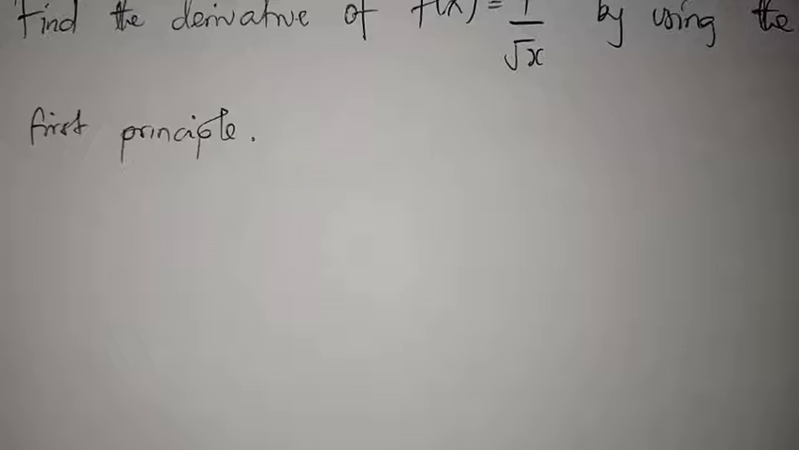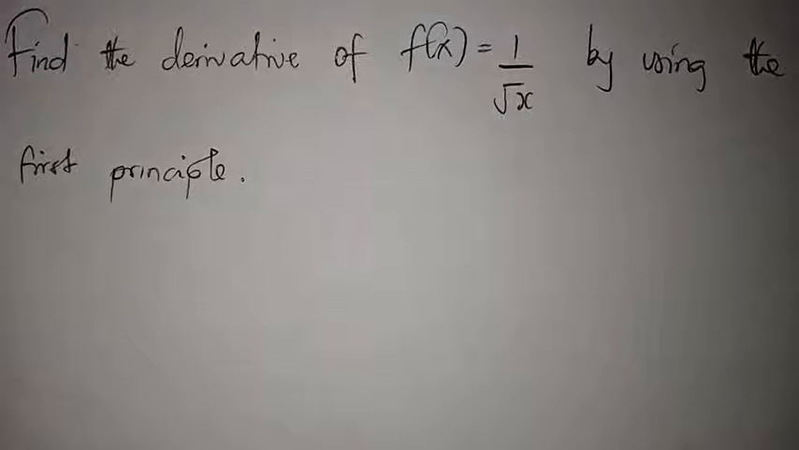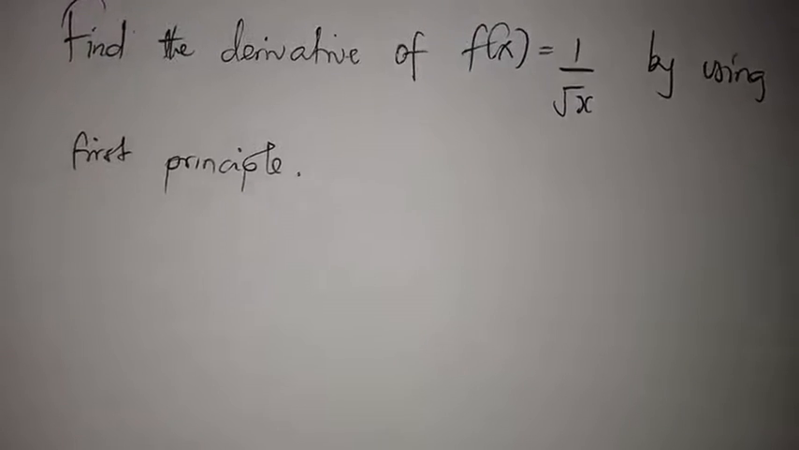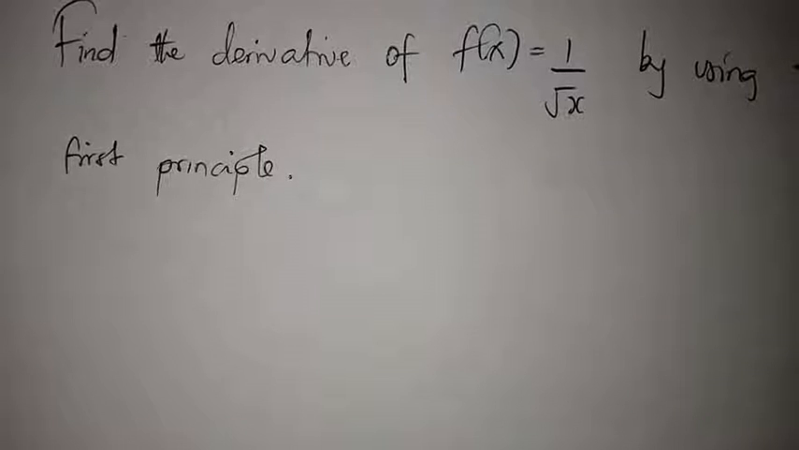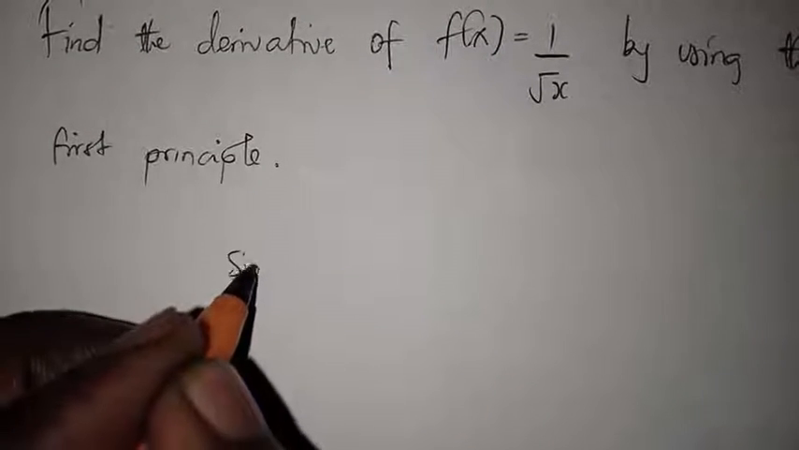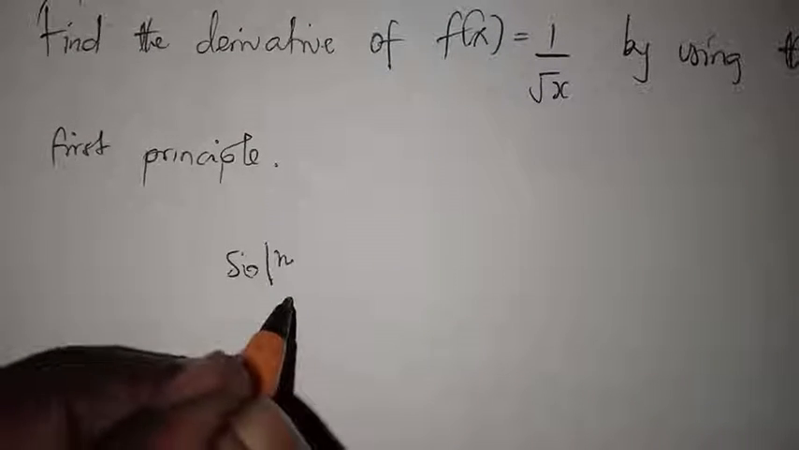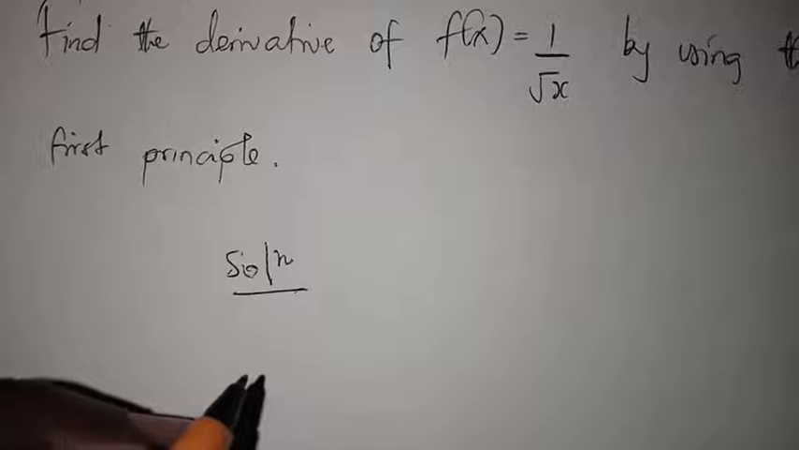Another question which is saying find the derivative of the function 1 over square root of x by using the first principle. Okay, now how do we get to solve this one? Before we do anything, we first need to know what the first principle is, that is, in terms of the formula.